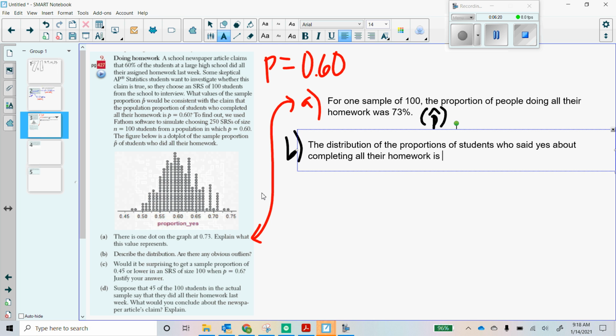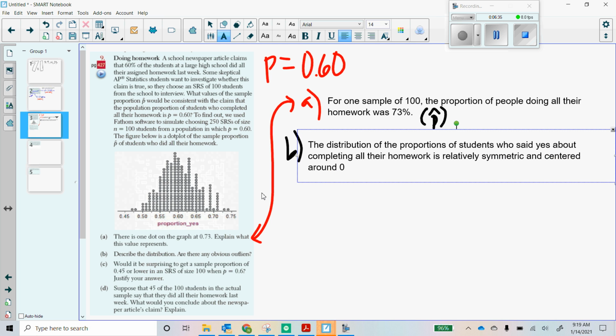So let me put all that in a sentence. The distribution of proportions of students who said yes about completing all their homework is relatively symmetric and centered around 0.60. All right, so notice I covered context, shape, and center here. I need to also talk about the spread and the outliers.